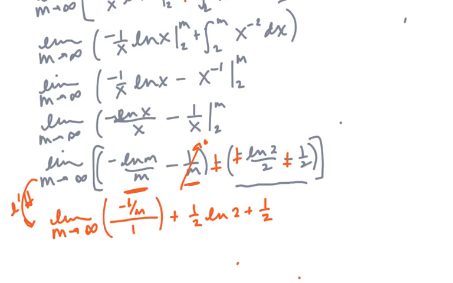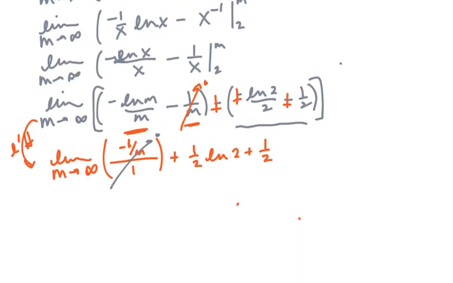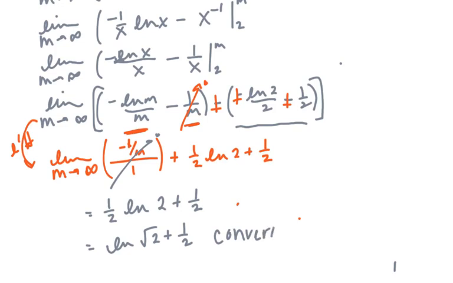Now, we can go back to here where 1 over infinity is 0. You might have cheated mathematically and gotten that, but you should be using L'Hopital's rule. 1/2 natural log of 2 plus 1/2 is our answer. Now it's prettier to say natural log of the square root of 2 plus 1/2, because remember that 1/2 could be a power. Either way, this is convergent.